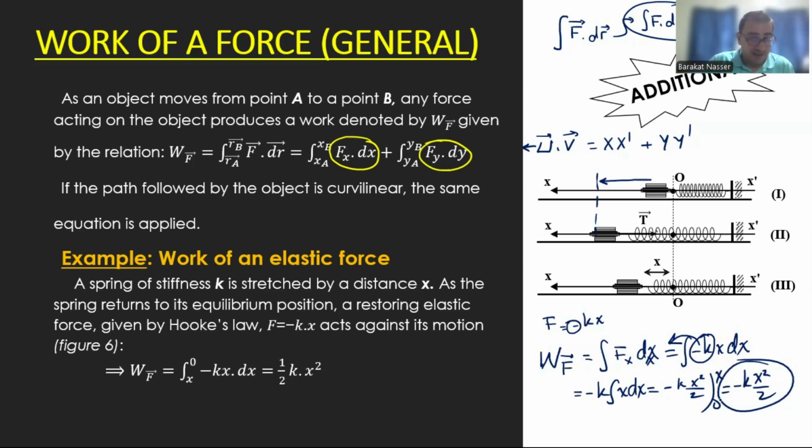Now, it's obvious that the work is negative. That's simply because the force acts against motion. It is a resistive force or a resistive work. In general, work of the elastic force, when we move from x initial to x final, is nothing but minus half k x initial squared minus half k x final squared. Positive or negative determines whether the force is doing motive work or resistive work, respectively.